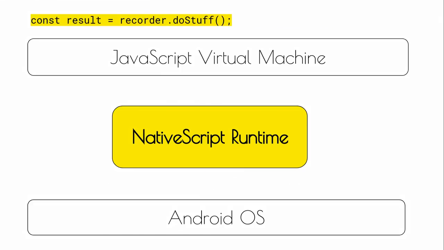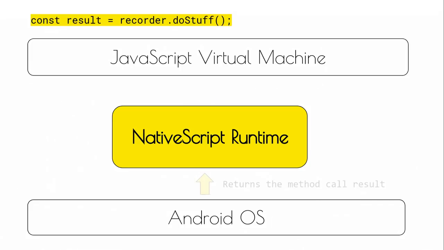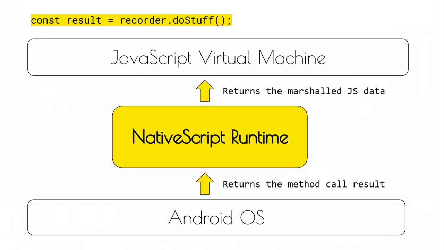Then we try to call some methods on that proxy. We call, actually, the method callback without knowing that we're calling it. Everything is hidden. It happens behind the scenes. But the method callback then calls the original Java method. The result that we get is returned through JNI, and then it's marshalized and returned back to the JavaScript world. That's all the communication magic that happens.